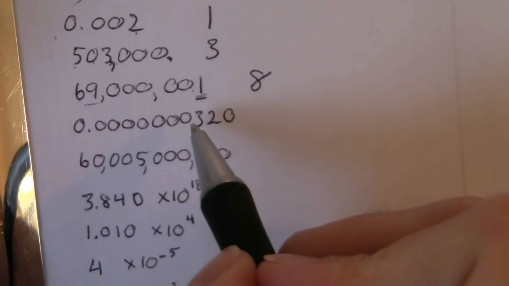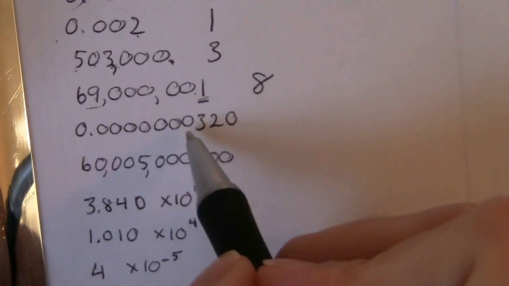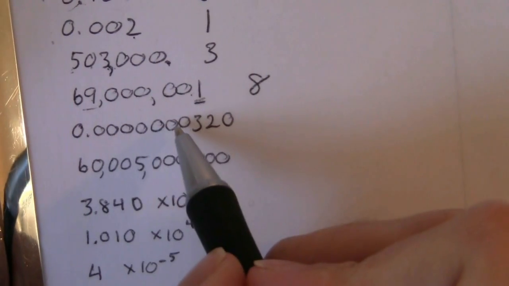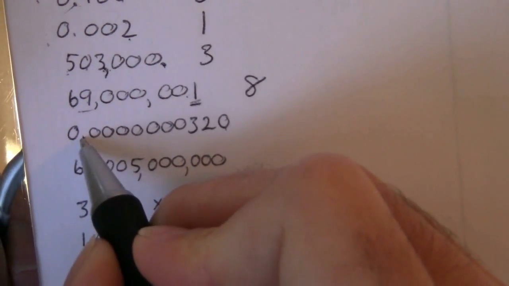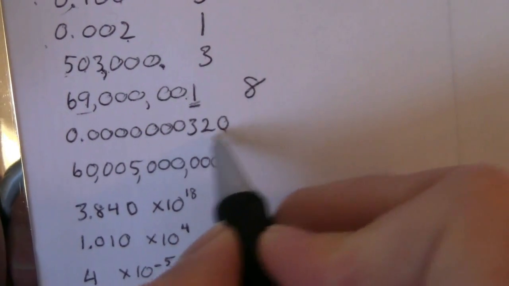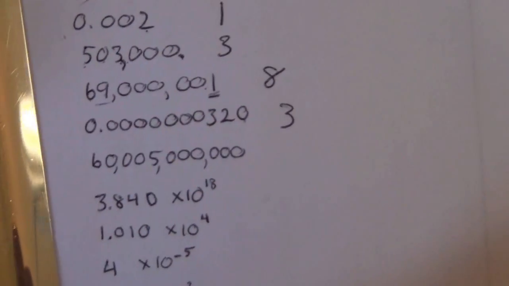Now here we have a whole bunch of leading zeros. Those are not significant. A trailing 0 after the decimal place, so that is significant. So here we have 3 significant figures.